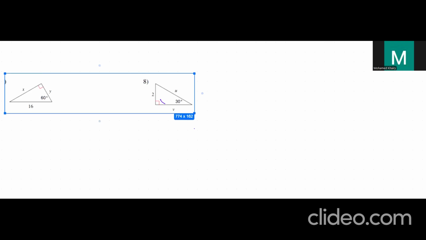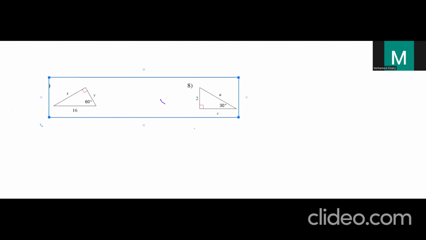Okay, as you can see, this is our question. I hope it's clear for you now. Let's see. Have a look. Try to understand how can we solve it. He wants from you to find what is x and y. Okay, this is all right.